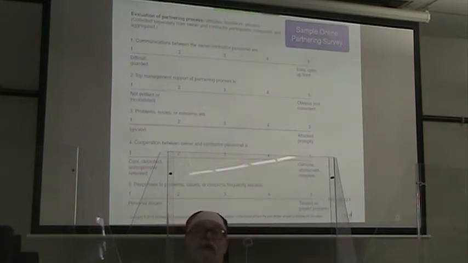Okay, and of course, this is a Likert scale. Any organization can score at any level. 3, problems, issues, or concerns are 1, ignored. I hate when that happens. All the way up to 5, attacked promptly.